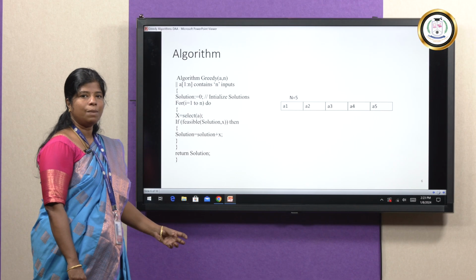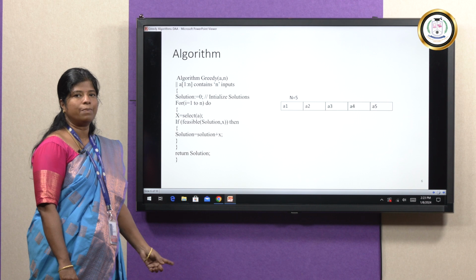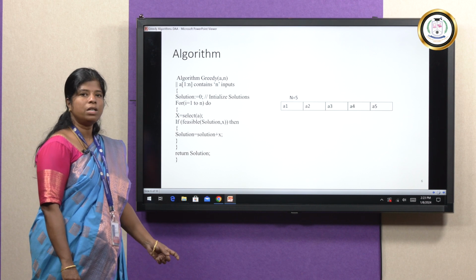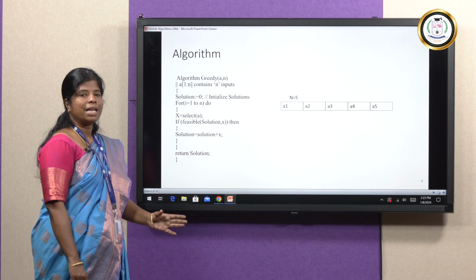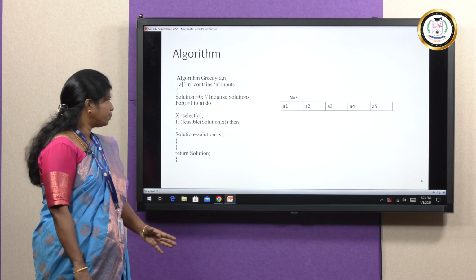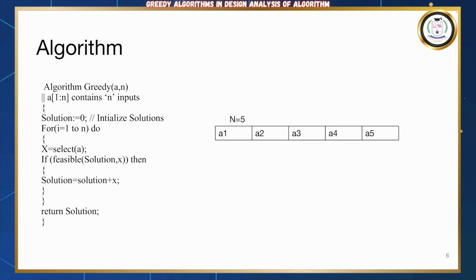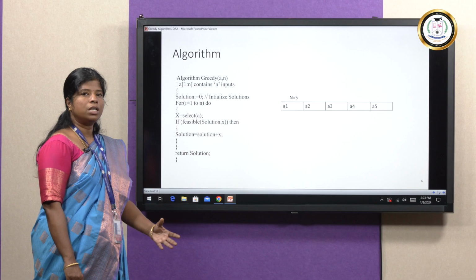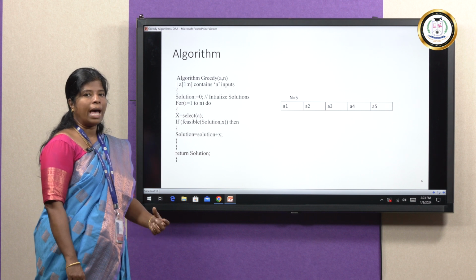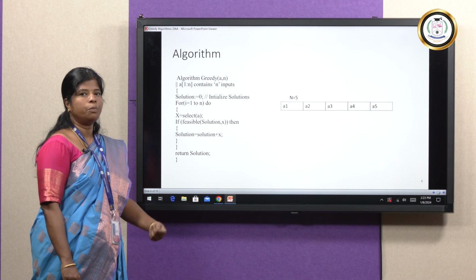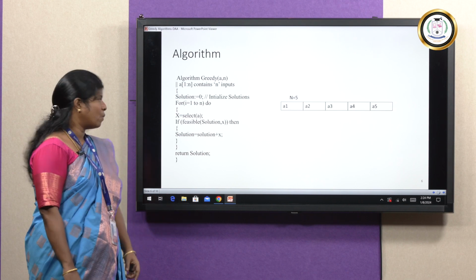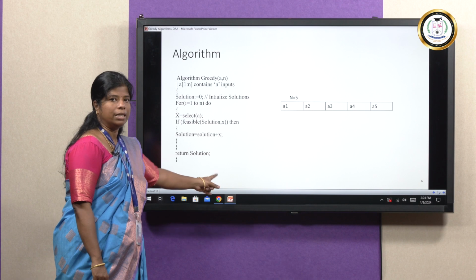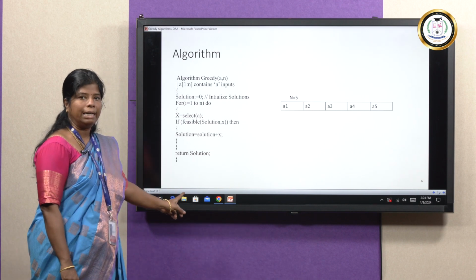Now the input in the variable x is checked for whether the solution is feasible or not. As feasibility is a Boolean value, it just checks whether the solution is satisfied, yes or no. If it satisfies the solution, it is added to the solution vector. If it is not satisfied, it is removed. Likewise, we check all the inputs from the array, and if satisfied, they are placed in the solution vector. Finally, the solution is returned. This is about the greedy algorithm.